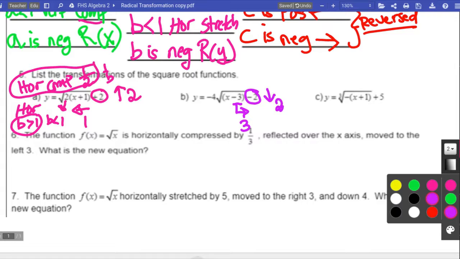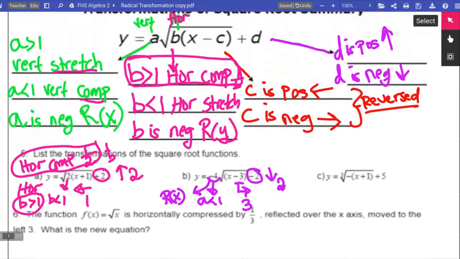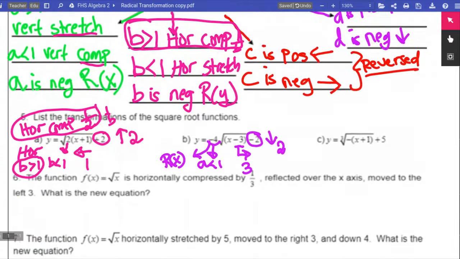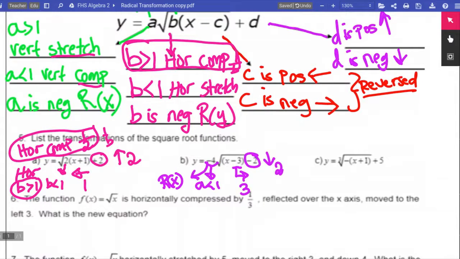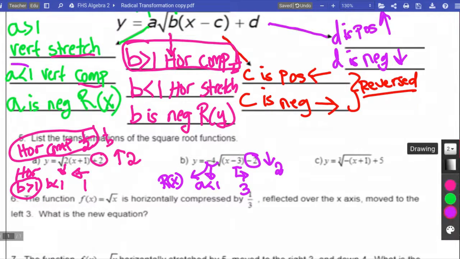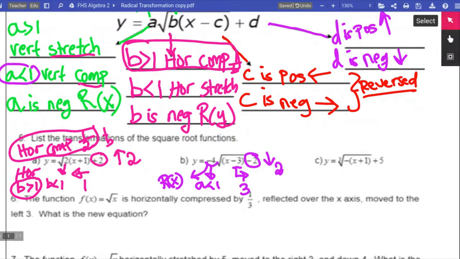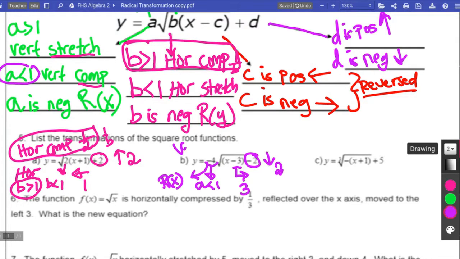All right. So we have a negative on the outside, so that is a reflection over the x-axis, and this whole number, the A value, is less than 1. If you are less than 1, let's look at the playbook. Anything less than 1 has to be a vertical, right here, a vertical compression. So right here, we're going to say vertical compression.